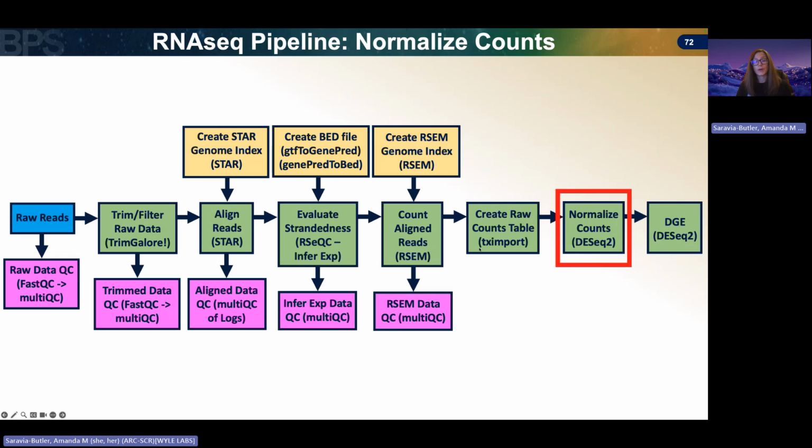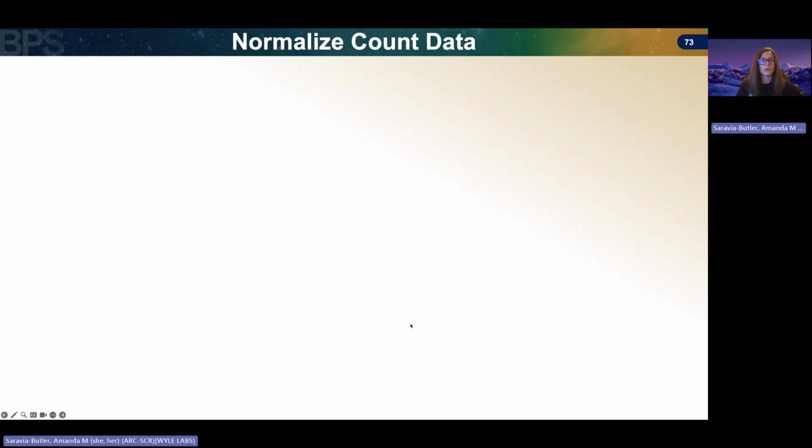We will then import that raw count data. We use R in GeneLab to process our data. And then what we're going to talk about is our next step, and that is normalizing those count data, which we're going to have to do prior to differential gene expression. So let's talk about normalizing count data.